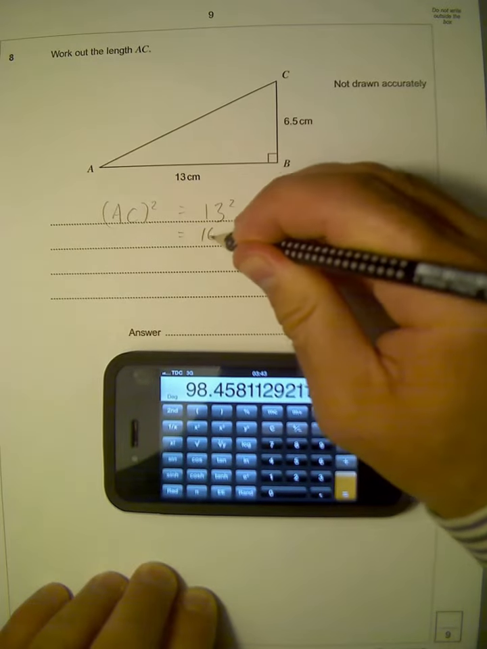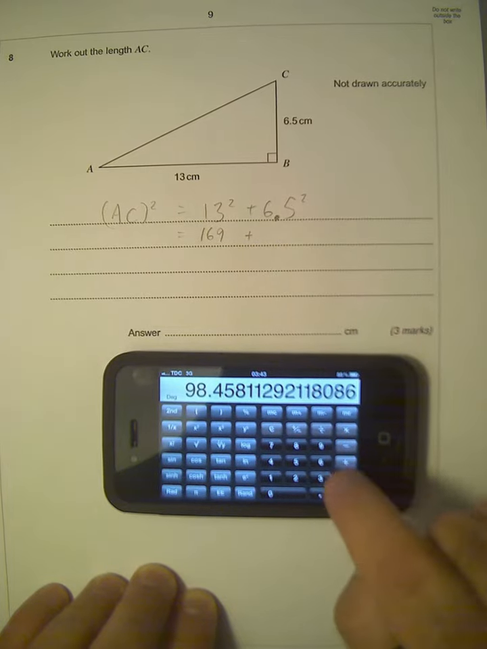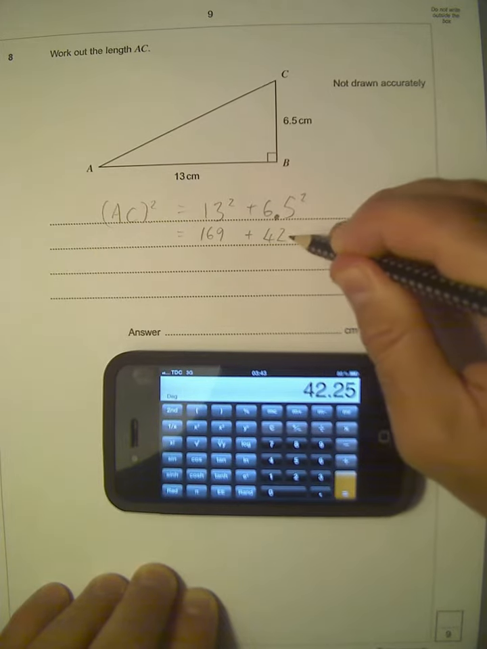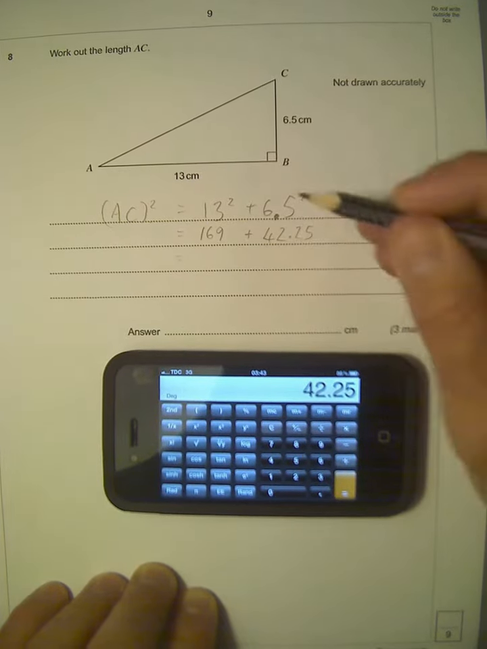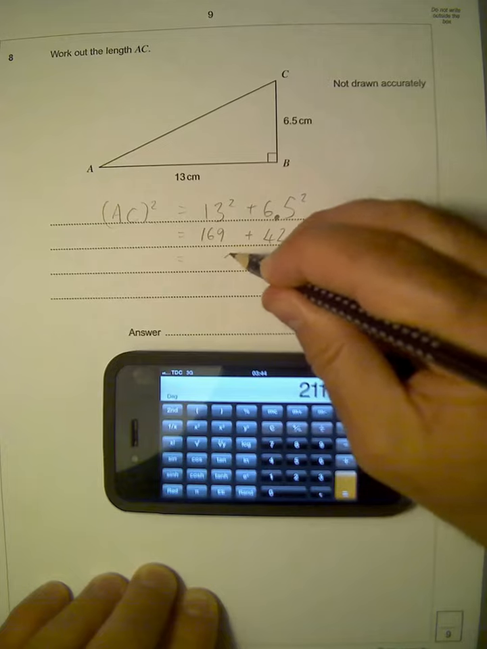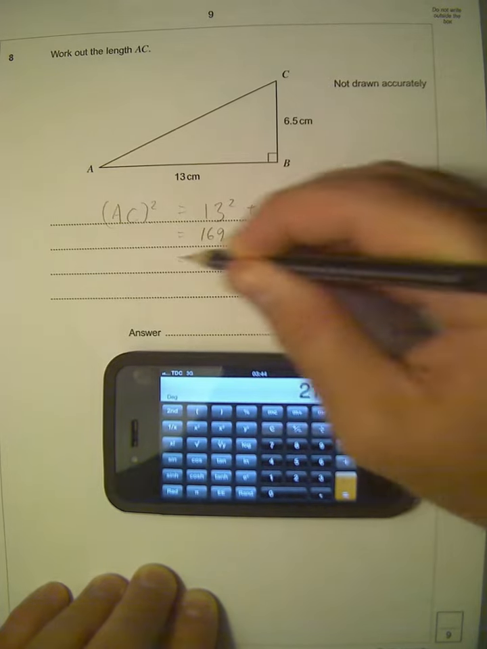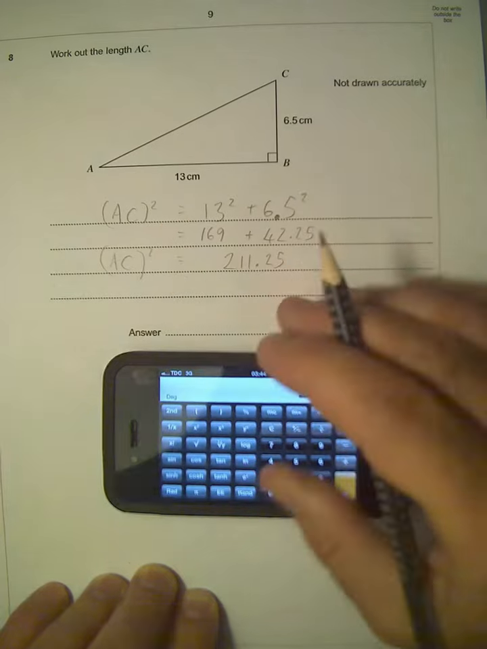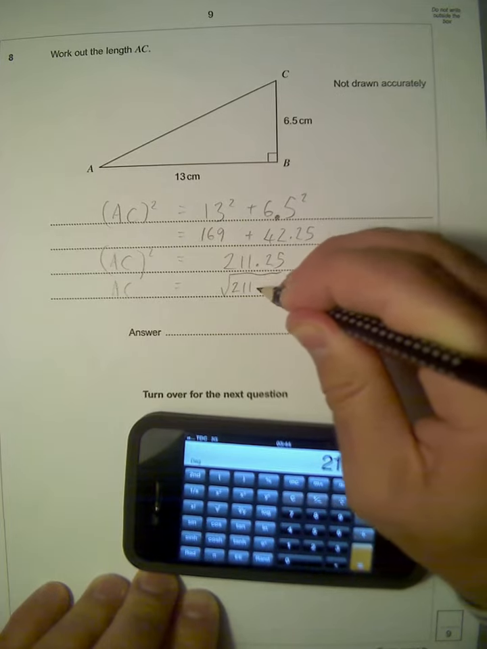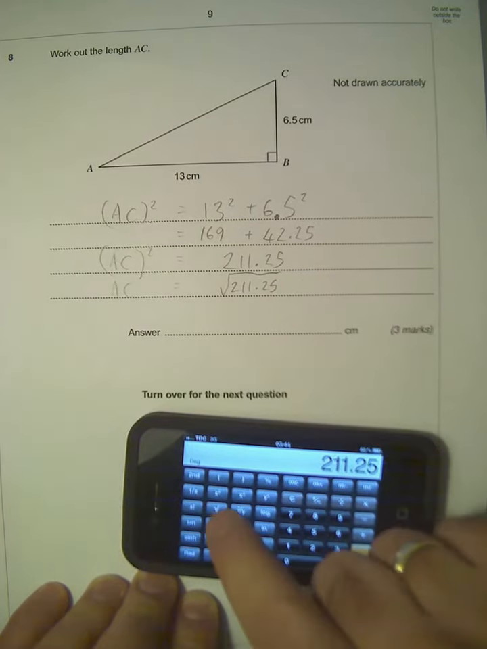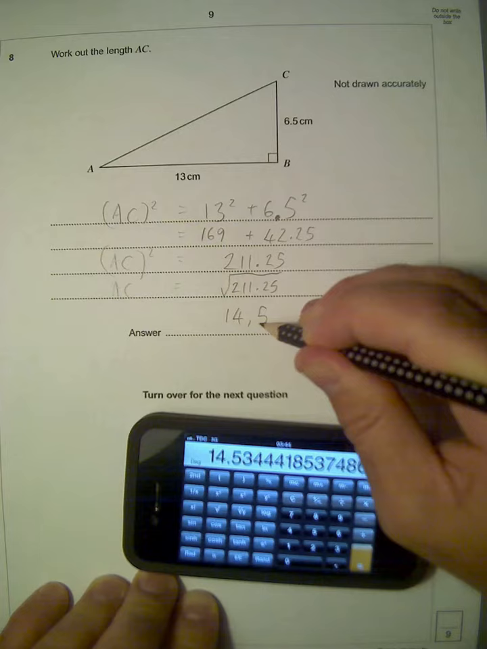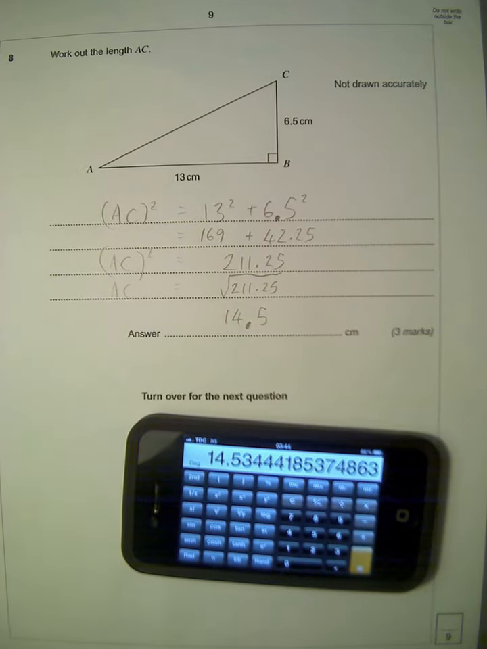13 squared is 169. 6.5 squared, I'll just get my calculator for that, times itself is 42.25. So add those up. 211.25 is AC squared. So AC must be the square root of 211.25, and I'll round my answer to 14.5. Must remember the dot for a decimal. 14.5 centimeters.